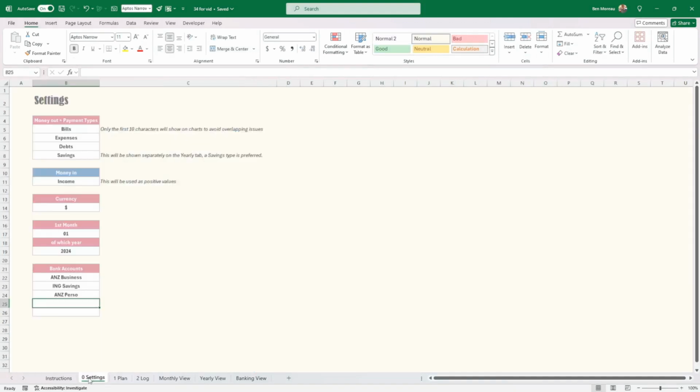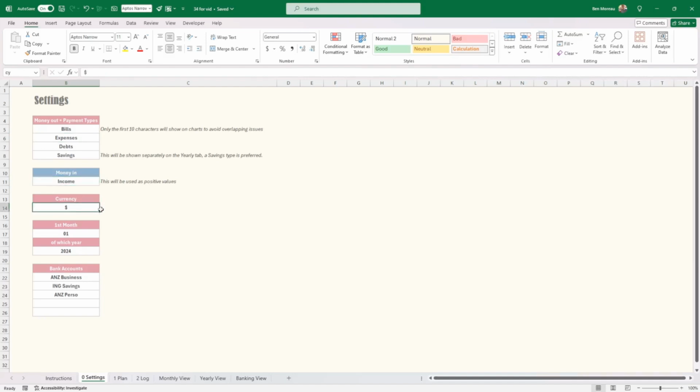The second tab is the settings. So you can input 4 different payment types. You can leave the ones by default. I think they're quite standard: bills, expenses, debts, and savings. And then there's only one type of money in, which is income, but you'll see you can split that into several parts. You can input the currency.